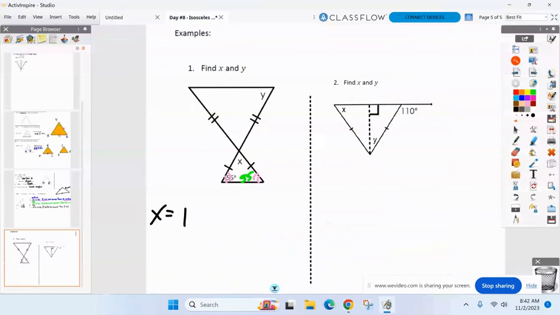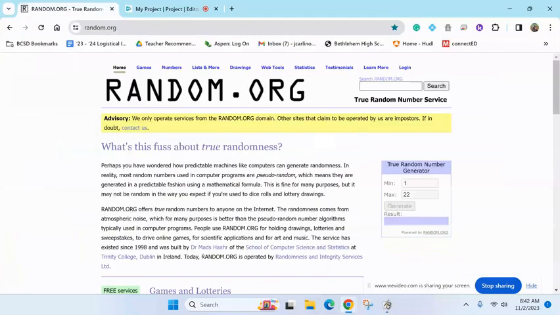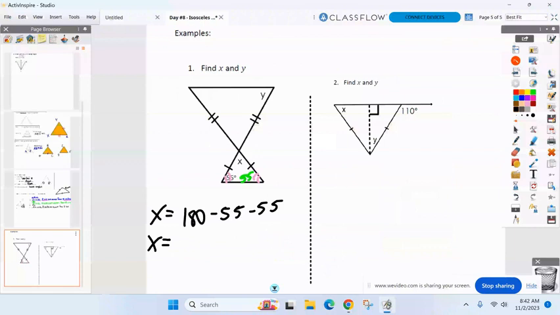There's that number I wanted to hear. Yep, 180 degrees in every triangle. Subtract the two 55s from it. And when you have that number, let me know. Dylan, angle X? 70 degrees. Good work. Okay, one down. There, that's 70.